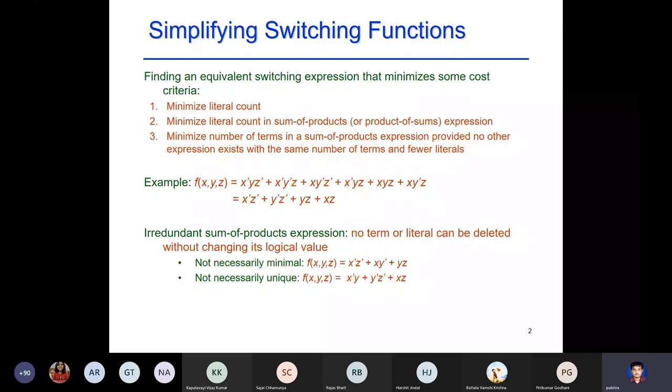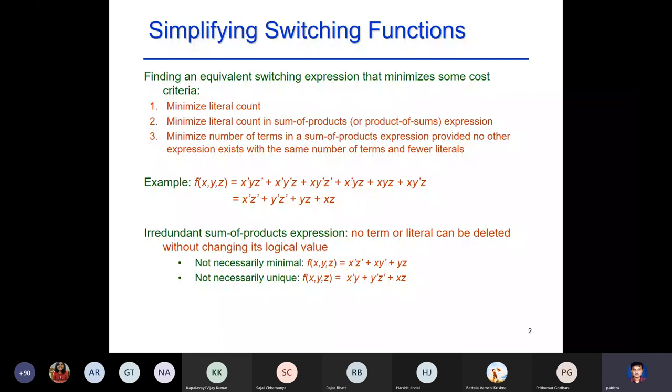We'll also see the product of sum form. We will see that we can have an equivalent, irredundant, and minimal representation of the product of sum form also.